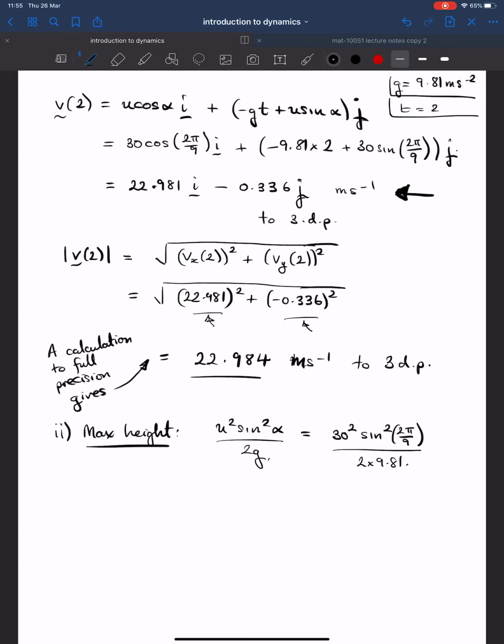So I have 30 squared sine squared of my radian angle, 2 pi over 9, divided by 2 times 9.81. Okay, so if I just plug this in, let me just type this in. So I had 30 squared. Again, everything in this formula is exact, which is nice. 2 times 9.81. Okay, and what you end up with is the maximum height reached is 18.953 meters to 2 decimal places.